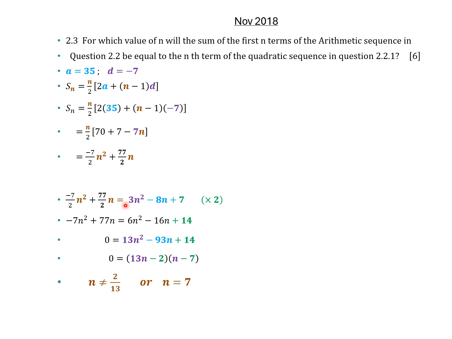Because I have an equation, I always get rid of the denominators by multiplying by 2. So there's a denominator of 2. If I multiply everything by 2, so if I multiply here by 2, I'm left with minus 7n squared. If I multiply there by 2, I'm left with 77n. 3 times 2 gives me 6. Minus 8 times 2 gives me negative 16, and 7 times 2 would then give me 14.